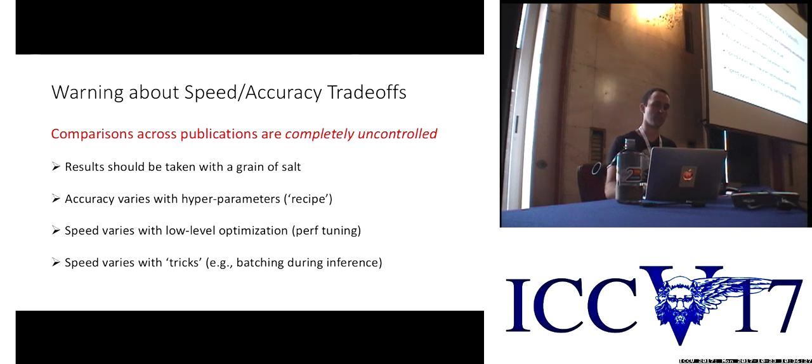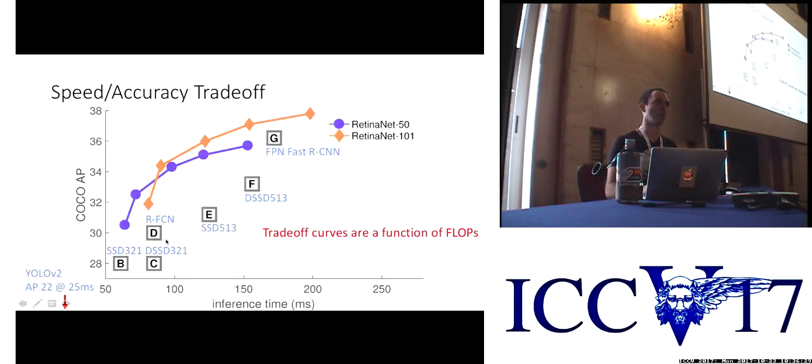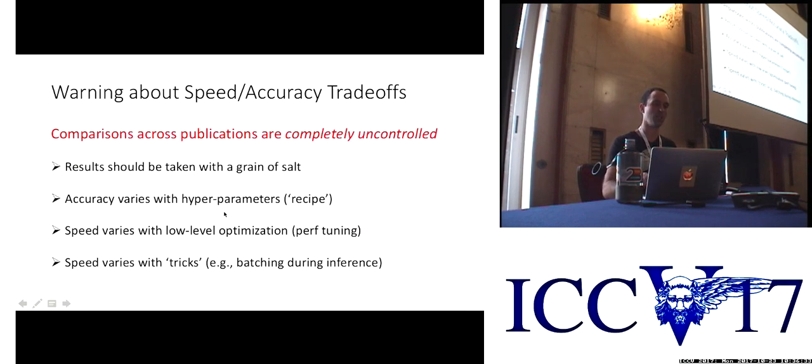They're, in the case of this plot over here, taking reported numbers from different papers and throwing them onto the same plot. But really, there's a lot of different factors that can affect the speed of these systems and the accuracy for that matter. So for example, the amount of tuning that's gone into low-level optimization of all the different ops, whether there are some specific test time tricks that are being used in order to make inference faster, such as batching inference.